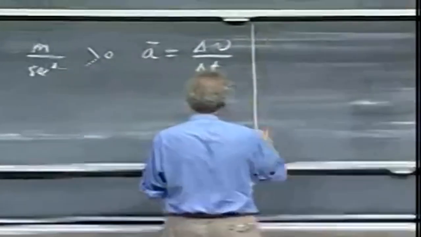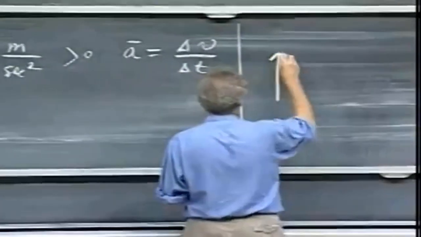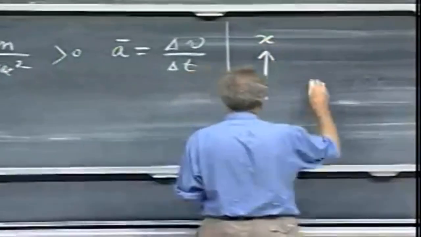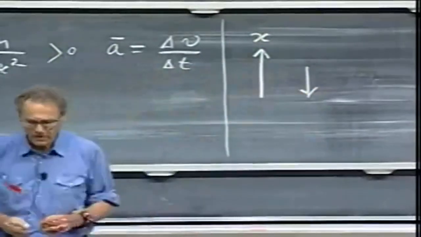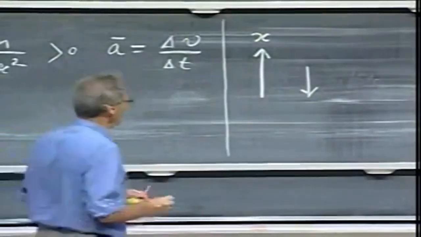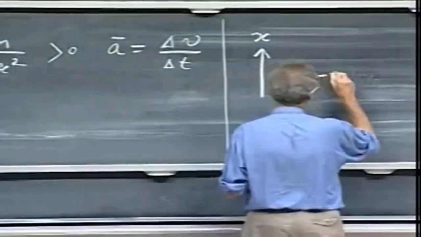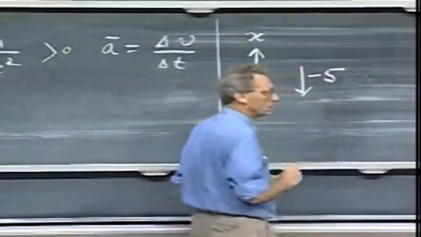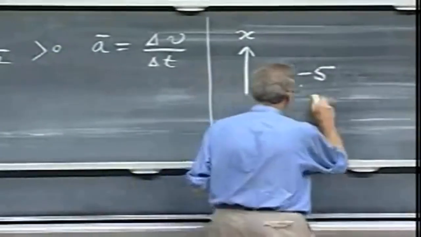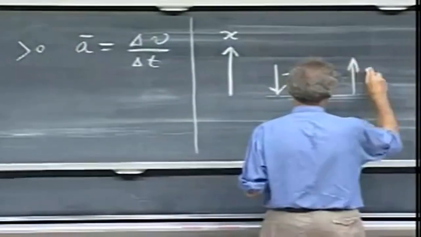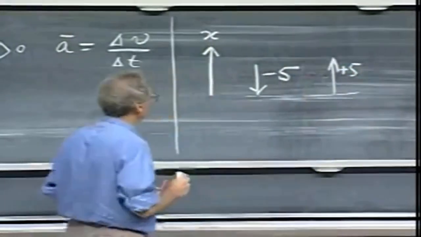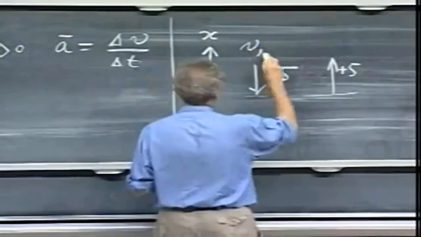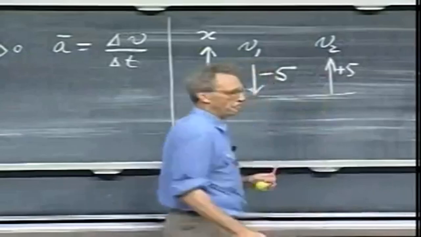I will choose this to be my increasing value of x. And so it hits the floor like this. That means the velocity at which it hits the floor is minus 5 meters per second. It bounces off, and there it comes, and it goes up with plus 5 meters per second. I call this v1, and I call this v2.